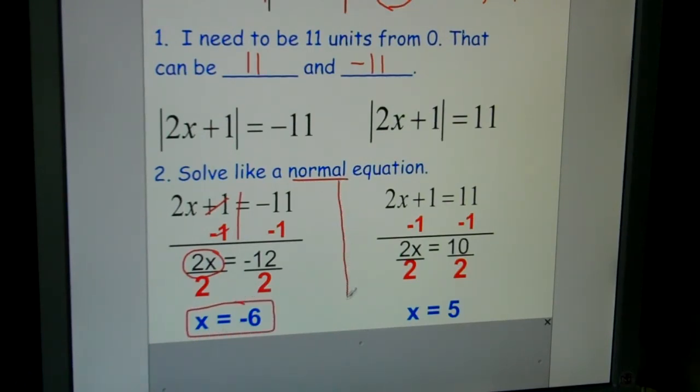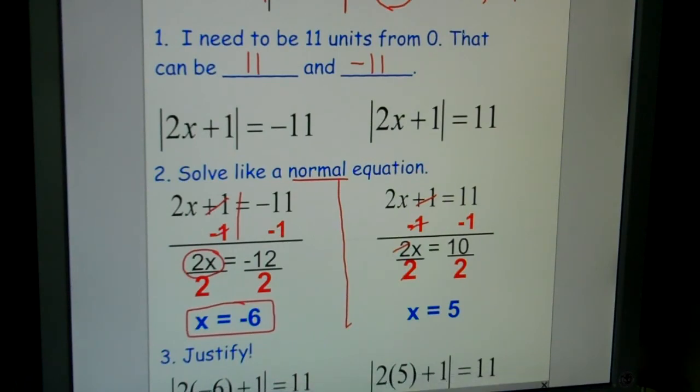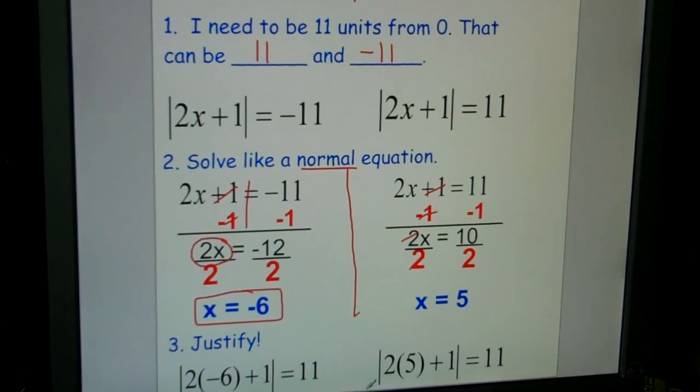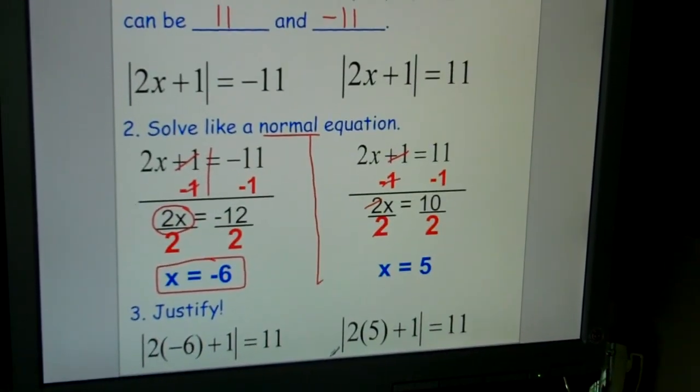I also did the same thing for this equation. Okay, inverse operation, both sides. 2x is equal to 10. Inverse operation, x is equal to 5. Your job is now to plug it back in and make sure that it works. Justify. Let me make sure you can see this. And you cannot. There we go.